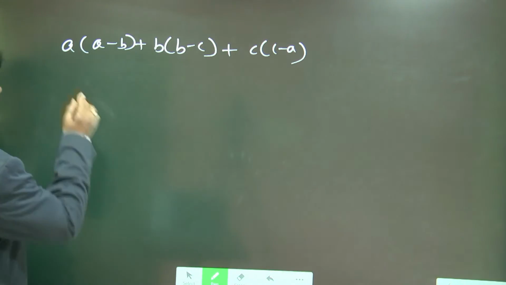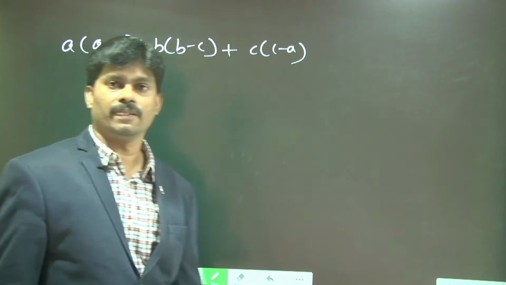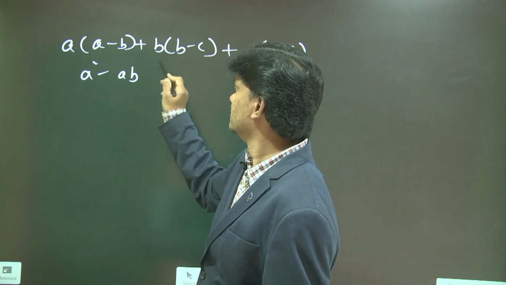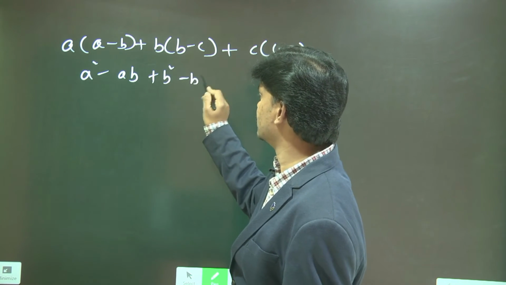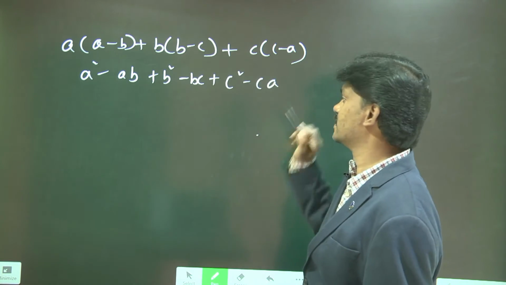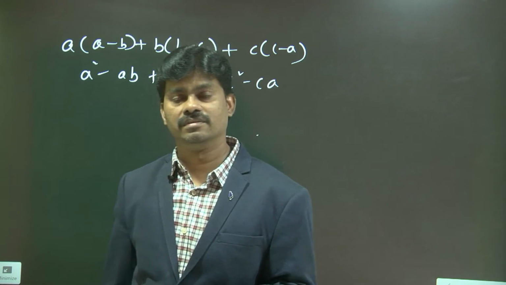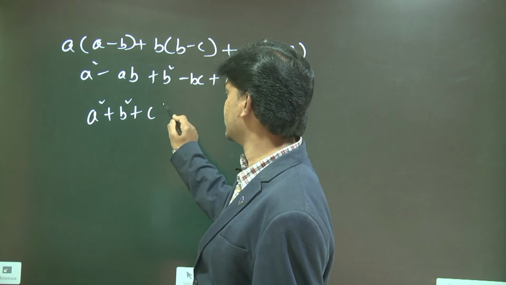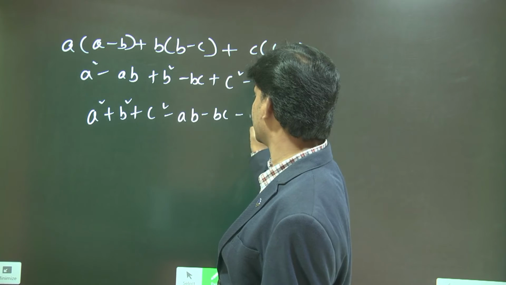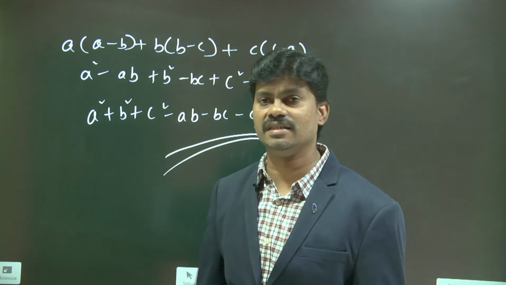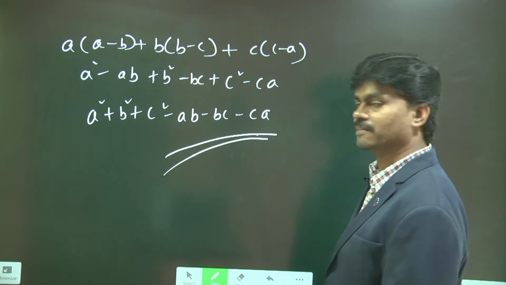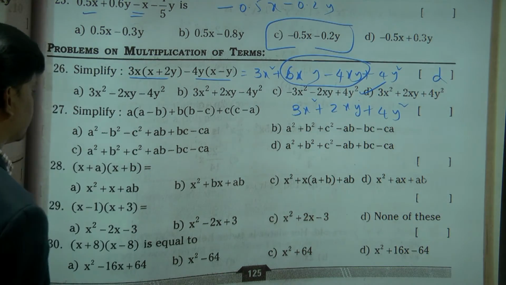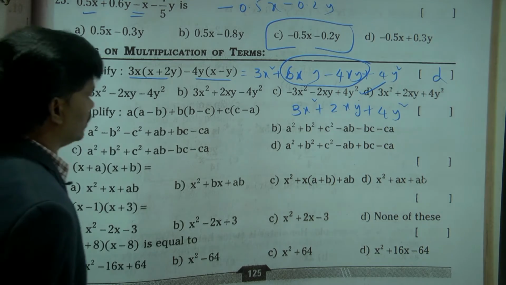So first we multiply like this, a into a. A into a is how much? A power 2. a into b is ab, b into b is b power 2, b into c is bc, c power 2, ca. Let's write in order, square terms in the beginning. A square plus b square plus c square minus ab minus bc minus ca. Okay. Where is the option? Yeah, here option B is correct.